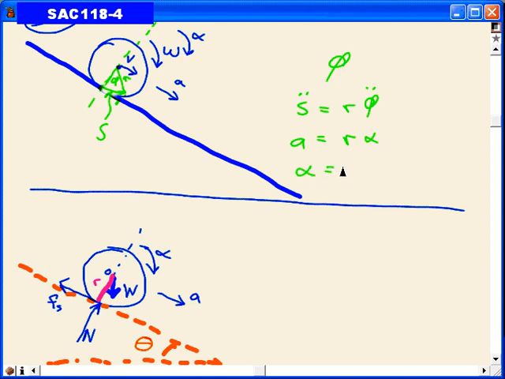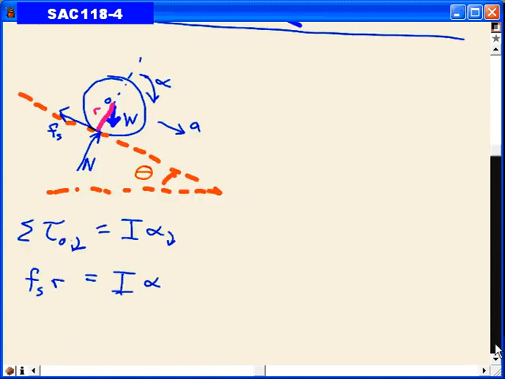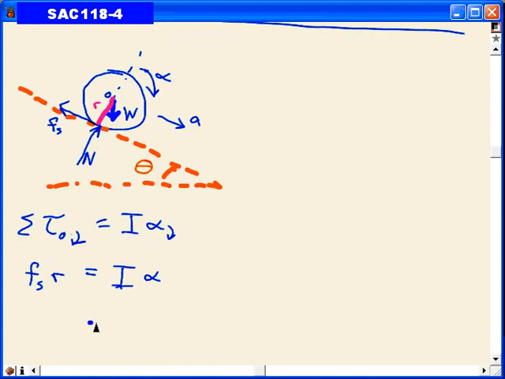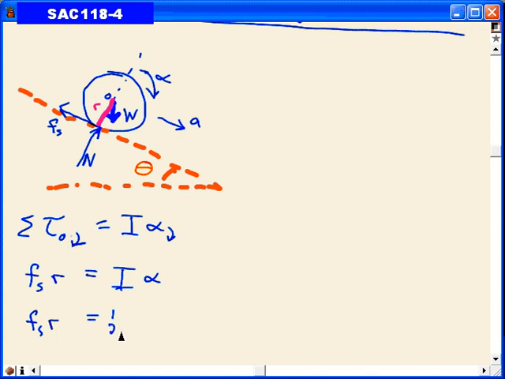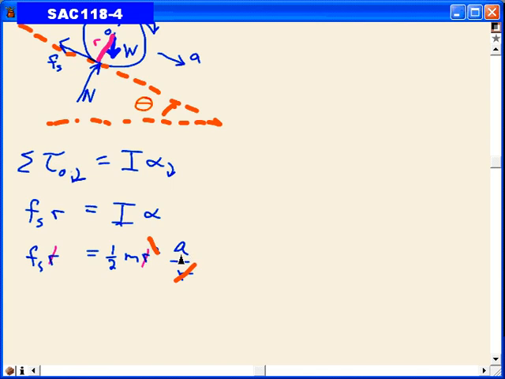And so I can replace alpha with A over R where I have it. That's what I want to do down here. F sub S times R becomes, I'm also going to use that expression that they gave us for I, 1/2 mr squared in place of I. So 1/2 mr squared, and then times A over R. One of these R's cancels out right there. The other one cancels out right there. Divide both sides by R. I got R over R, 1 on both sides. And so I can express, I think I'll just copy this down. F sub S is equal to 1/2 MA.